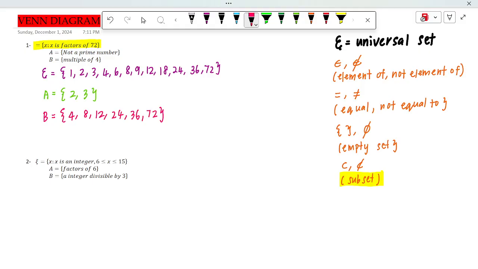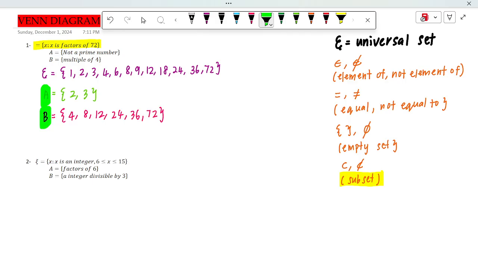Okay, once you have already listed out, we are going to draw your Venn diagram. First, before you draw your Venn diagram, you need to know how many sets you have. Some students will assume that you are having 3 sets, but that's wrong. Universal set is not a set. That is the overall. Your only sets here are A and B.